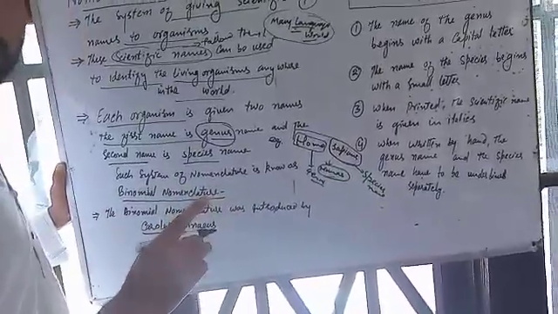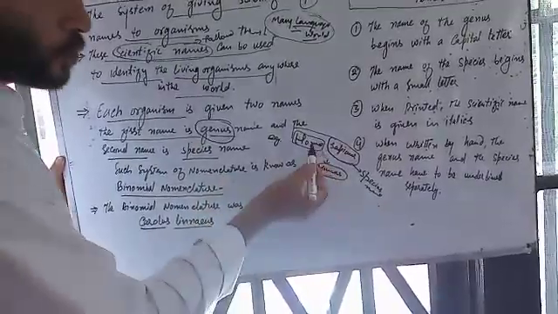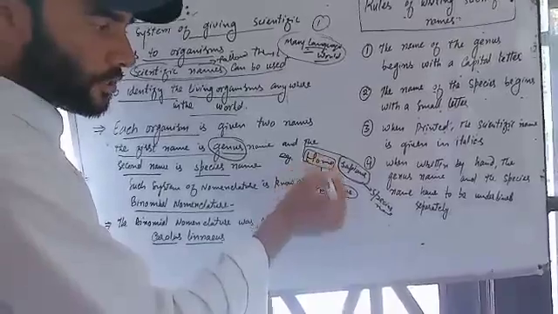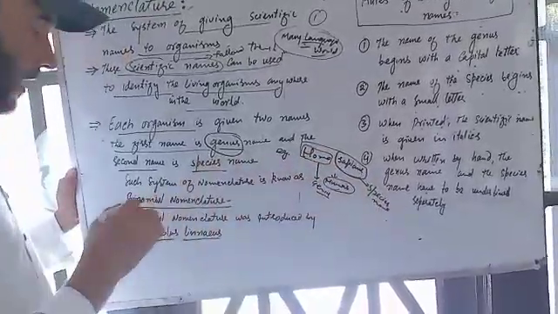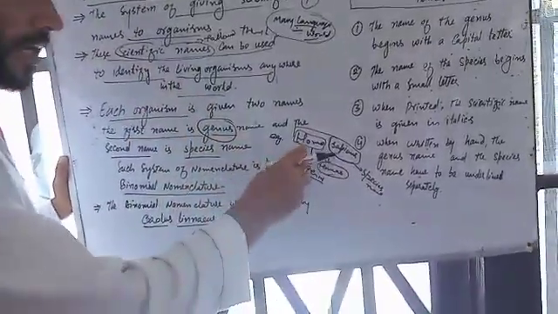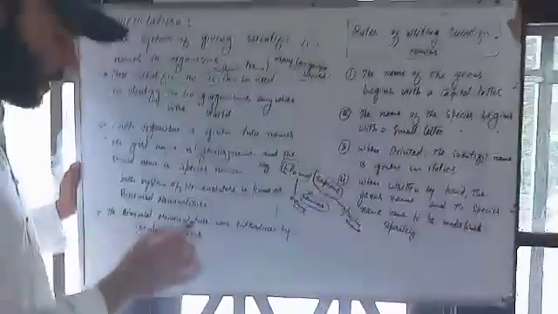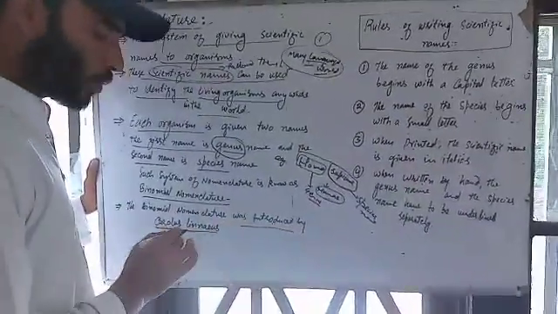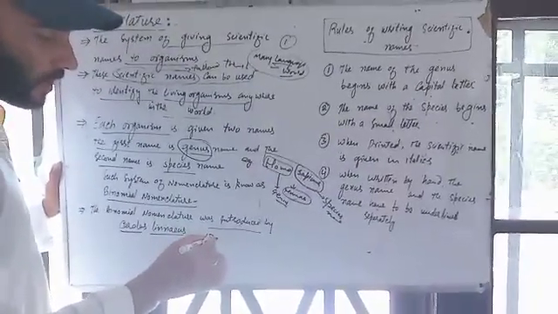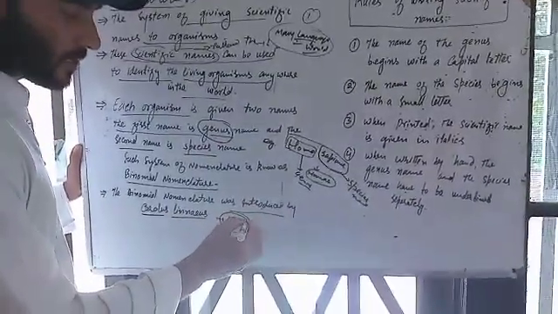What is binomial nomenclature? It is the system of giving two names to individuals, the genus name and the species name. That means the nomenclature which gives two names to individuals is known as binomial nomenclature. This binomial nomenclature was introduced by Carolus Linnaeus in the 1750s.